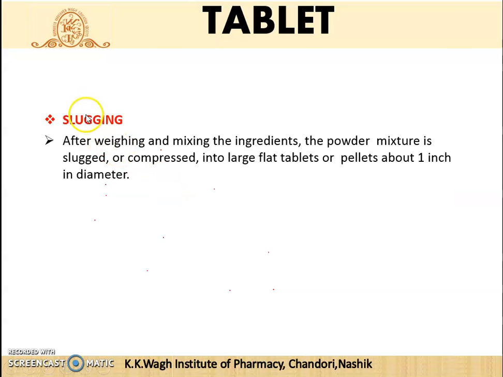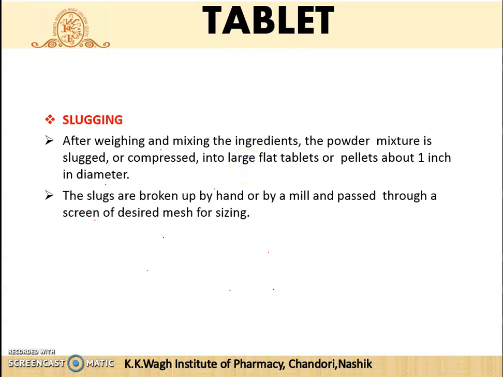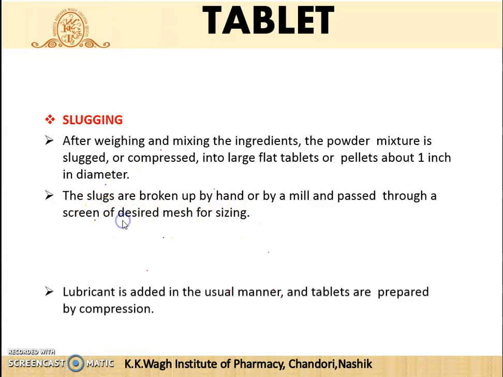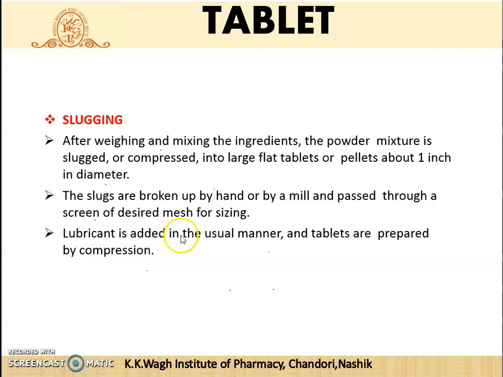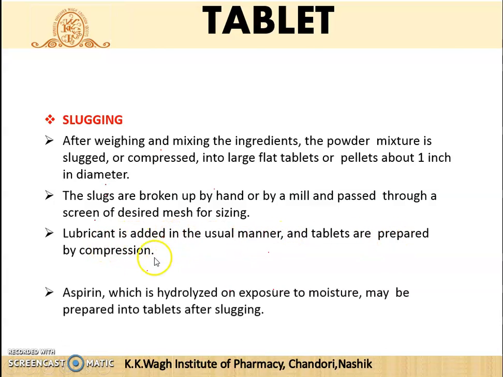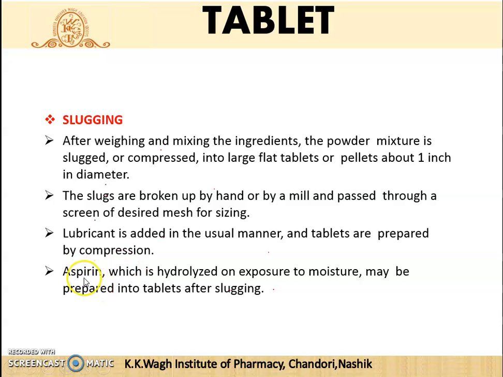There is a major problem associated with the dry granulation, that is slugging. Slugging is nothing but the formation of a slug or a damp mass about 1 inch in diameter. To overcome this problem, these slugs are broken by the hands or by mills and passed through a screen of a desired mesh sieving, or a suitable lubricant is added in the usual manner, and the tablet is prepared by compression. And the example of this is aspirin. During the formation of the aspirin, there is slugging, and this can be overcome.